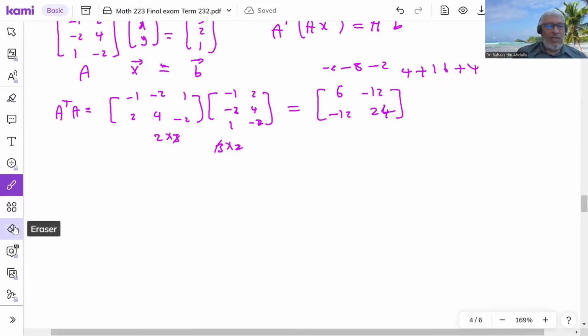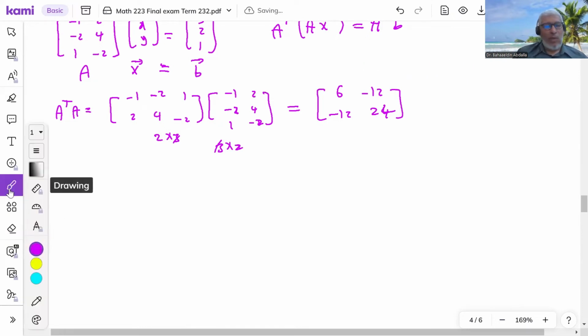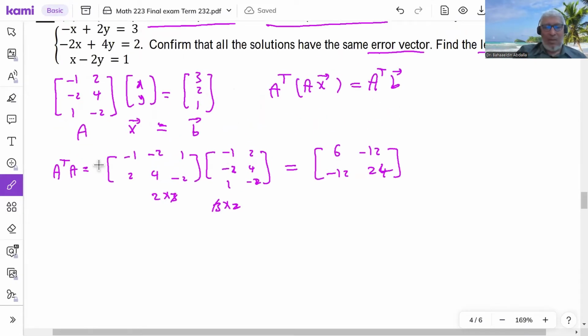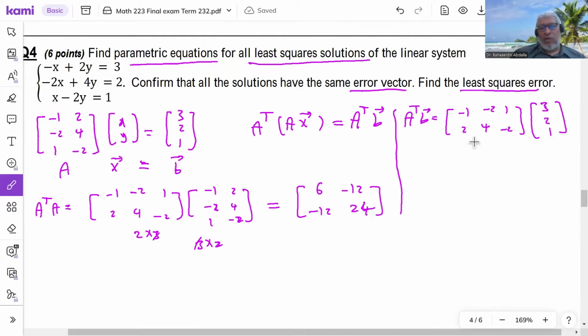So this is A^T times A. And I need to find A^T times B. So I'll find it here. A^T times B would be negative 1, negative 2, 1 and 2, 4, negative 2, times B, which is 3, 2, 1. This is 2 by 3, this is 3 by 1, so the answer would be 2 by 1.